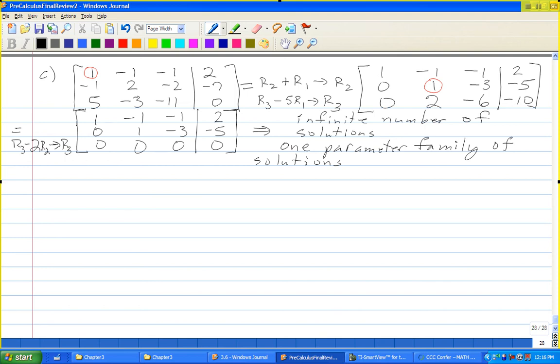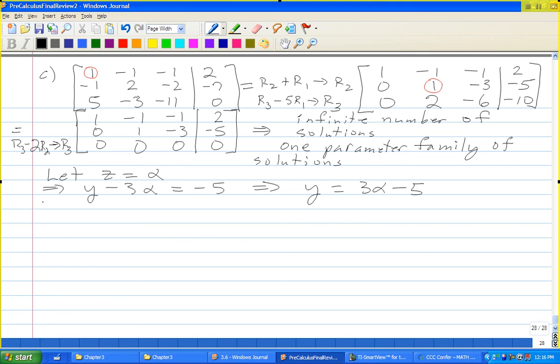Let's call the parameter alpha or something. So let z equal alpha. Then from the second equation, I get y minus 3z equals negative 5. So that says that y equals 3 alpha minus 5.